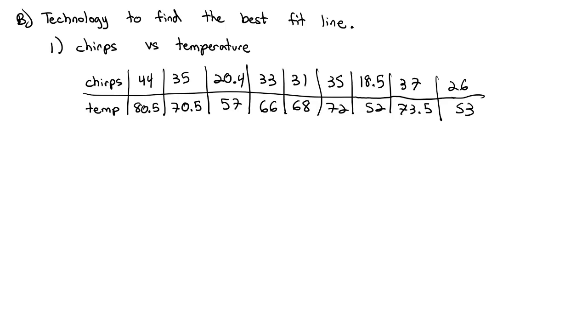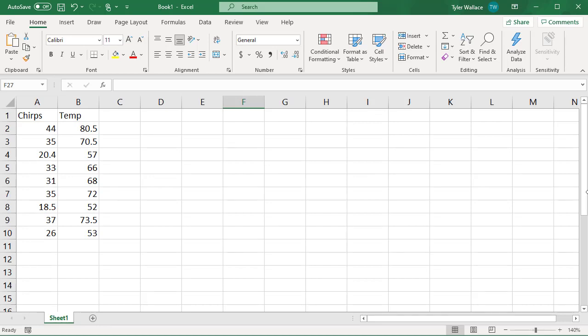And we want to make a scatter plot of this data and a line of best fit, but we want it to actually be the line of best fit. And so we're going to use a program called Microsoft Excel to help us do just that. Here in Excel, I have copied the exact same data that we just had. So you can see in column A, I've got chirps. In column B, I have temperature.